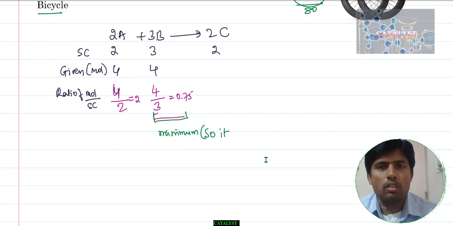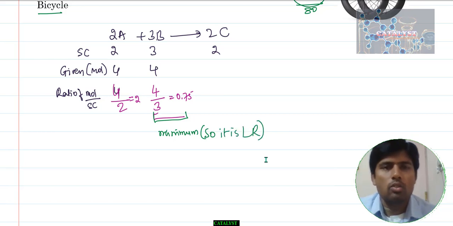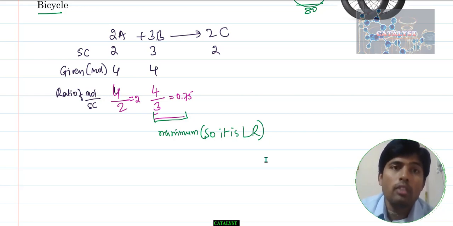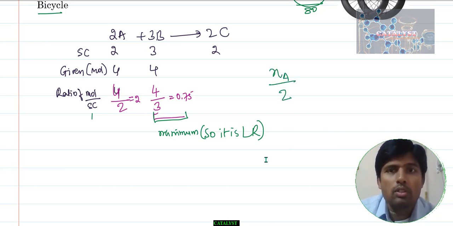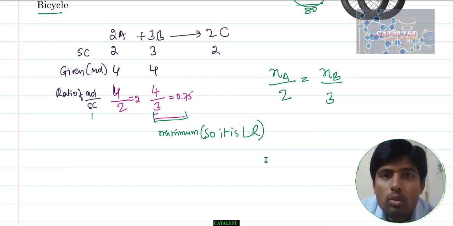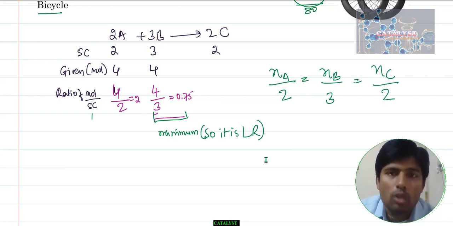So it is LR. Once we identify the limiting reagent, this limiting reagent is the one which is going to govern the reaction now. So all our calculation has to be based on the limiting reagent. Now we know according to stoichiometry, number of moles of A divided by 2, because 2 is the stoichiometric coefficient, is equal to number of moles of B divided by 3, because 3 is the stoichiometric coefficient here, is equal to number of moles of C by 2. So this we know according to stoichiometry.